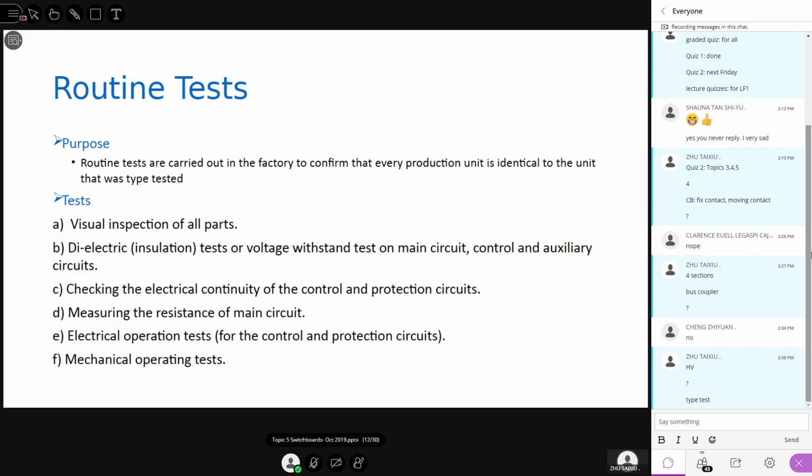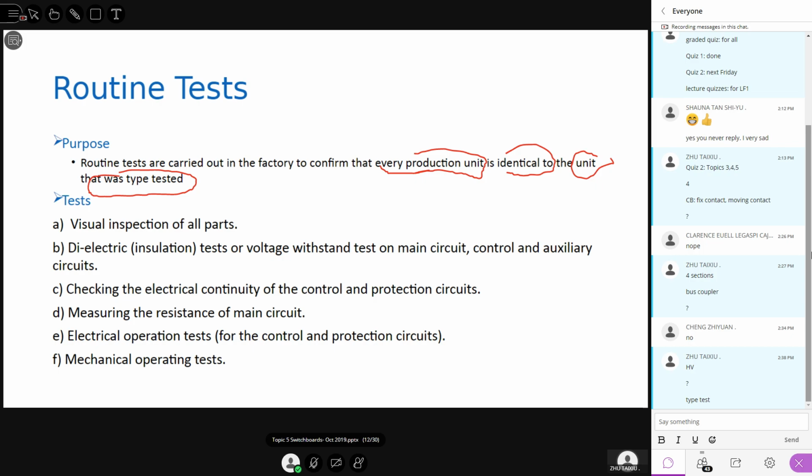Now, routine tests are a little bit simpler. The purpose of routine tests, carried out in the factory, is to confirm that every production unit is identical to the unit that has gone through the type test. So you understand the meaning of the routine test: you have a prototype, and that one has gone through all the type tests. Now you want to make more. You passed the test, and now it's something like mass production. You want to produce more, so you have to do routine tests.